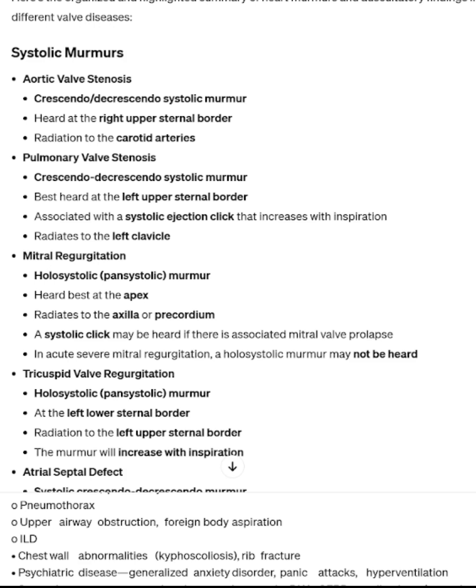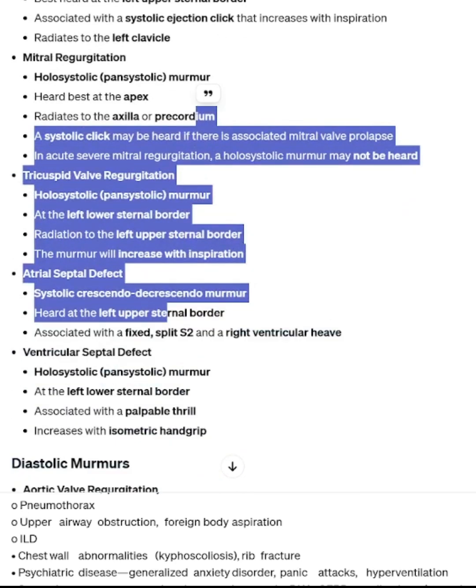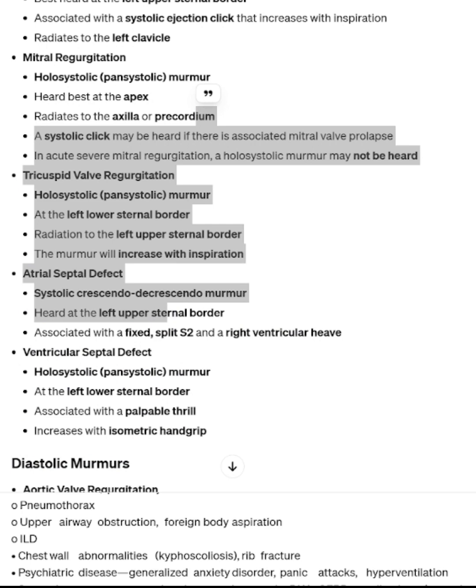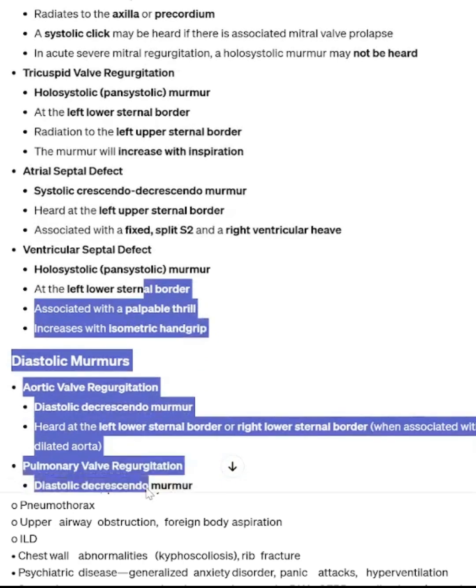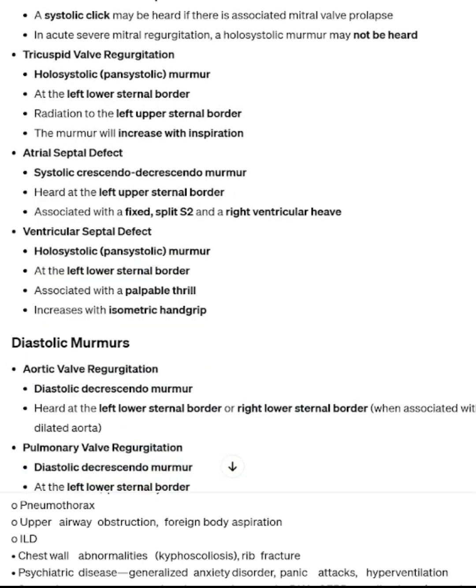Mitral regurgitation: holosystolic (pansystolic) murmur, heard best at the apex, radiates to the axilla or precordium. A systolic click may be heard if there is associated mitral valve prolapse. In acute severe mitral regurgitation, a holosystolic murmur may not be heard. Tricuspid valve regurgitation: holosystolic (pansystolic) murmur at the left lower sternal border, radiation to the left upper sternal border. The murmur will increase with inspiration.